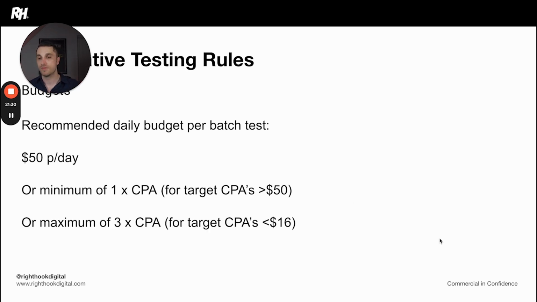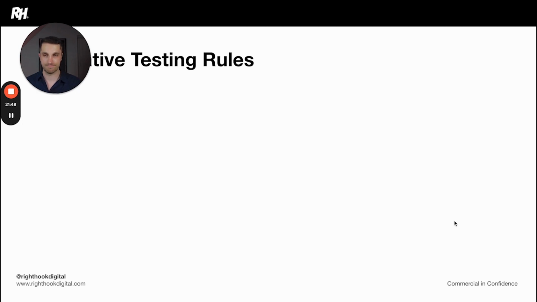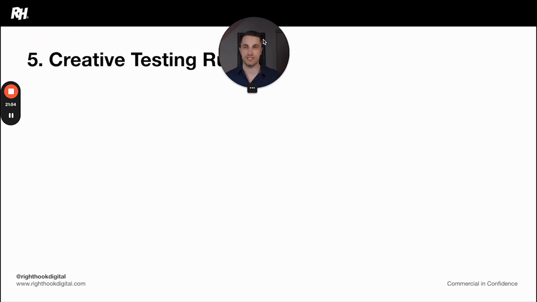Or if you have a really low AOV product like sub $16, do 3 times your target CPA for that day. So these are the kind of rules our team lives by. Either they start at $50 a day, or if they have really high AOVs or low AOVs, they change the daily starting budget based off those targets. Now the fun part, let's get nerdy. How do we, and how should you, make creative testing decisions?